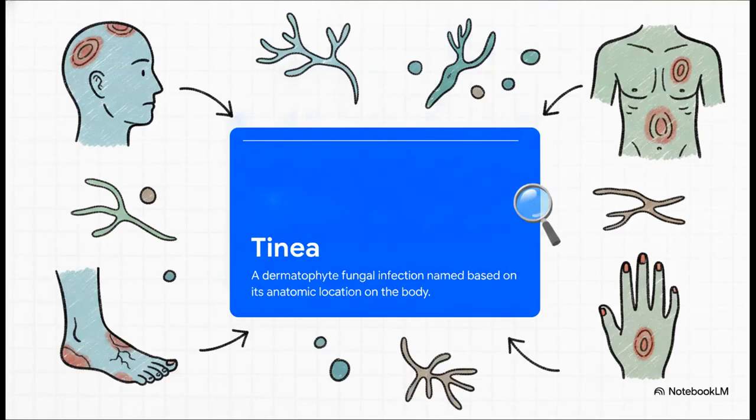Section 4. The Fungal Family Tree. Finally, we reach our fungal threats. This is an incredibly high-yield topic, but to master this, we aren't going to rely on rote memorization. Instead, we're going to build a geographic map of the body. This is one of my favorite logic hacks.